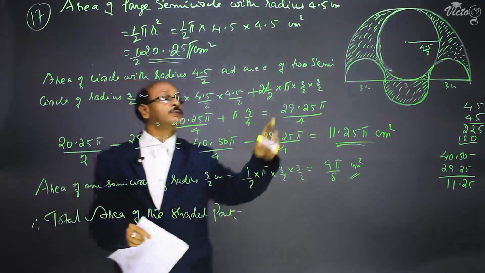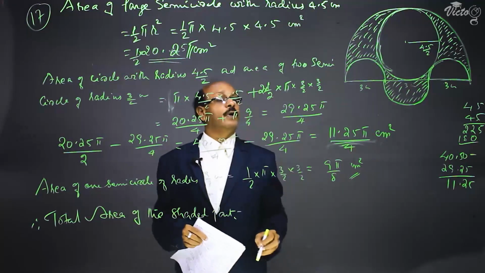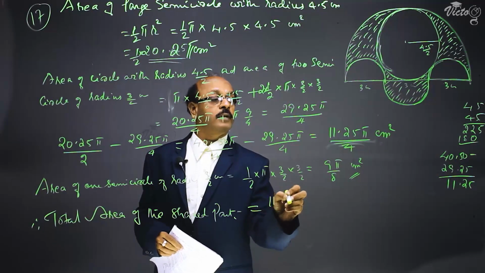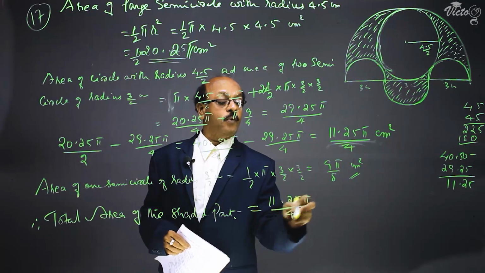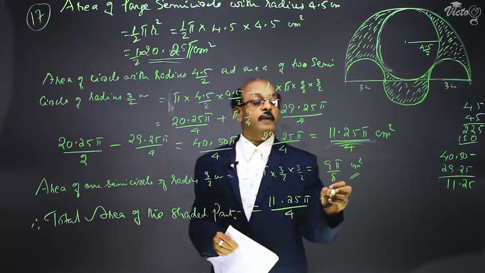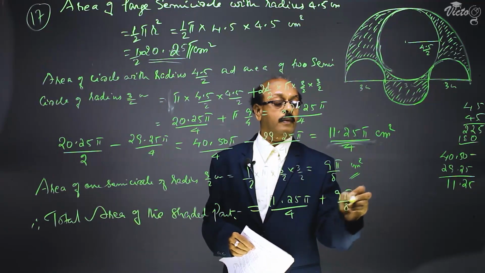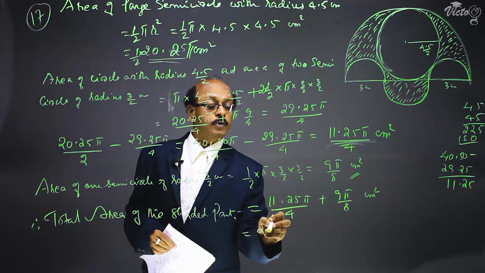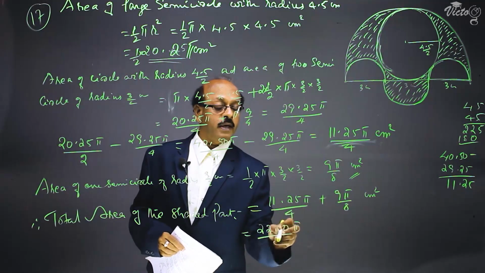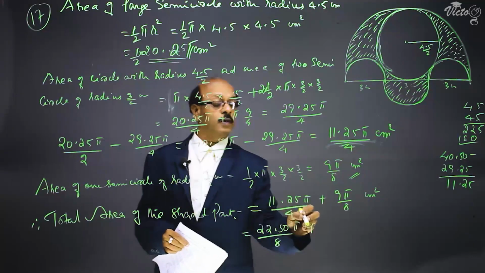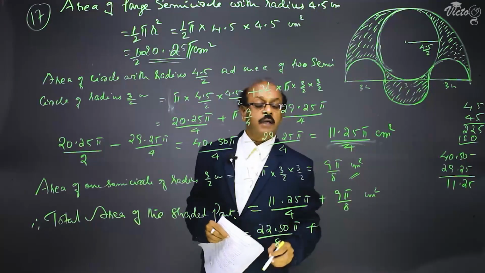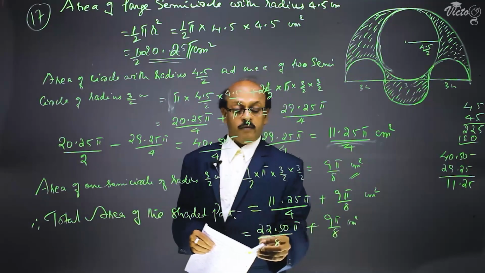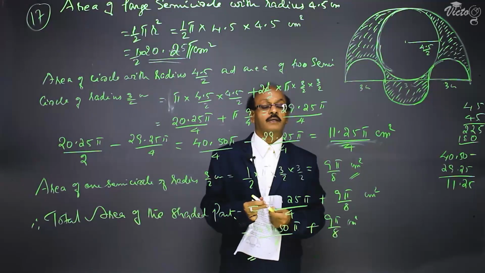We have to add these two areas. That means 11.25 pi by 4 plus 9 pi by 8 centimeter square, which is equal to 22.50 pi by 8. We are multiplying both the numerator and denominator by 2 to make the denominators equal, plus 9 pi by 8 centimeter square, which is equal to 22 plus 9, it is 31.